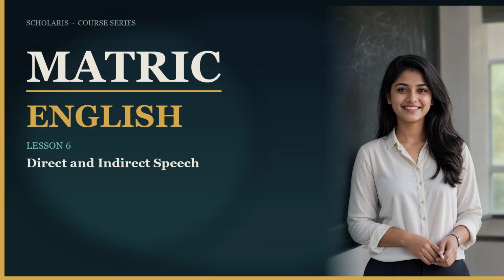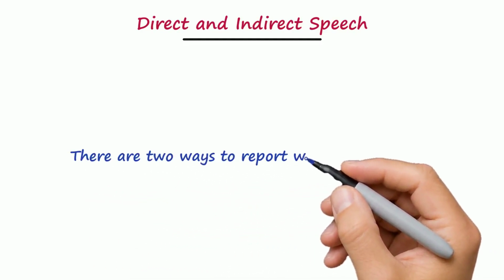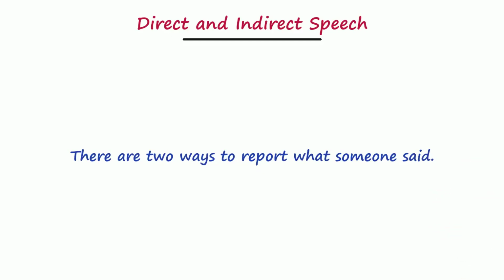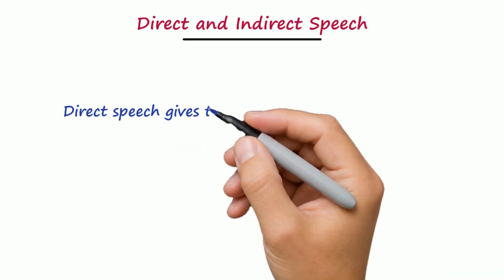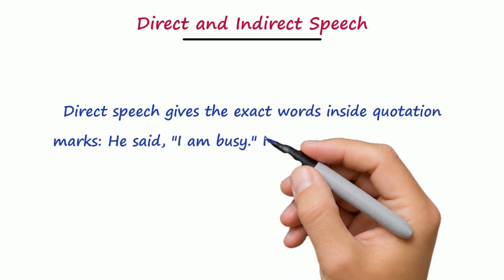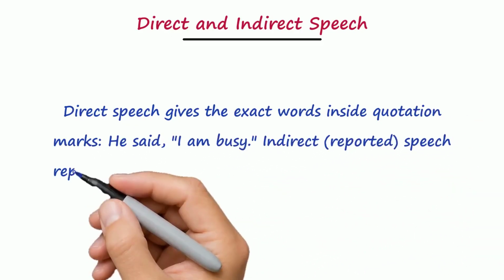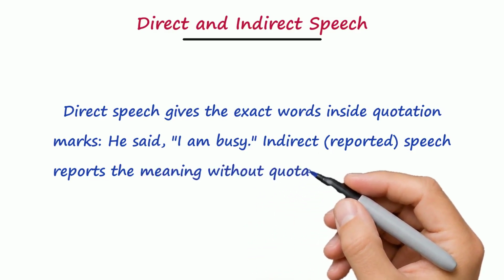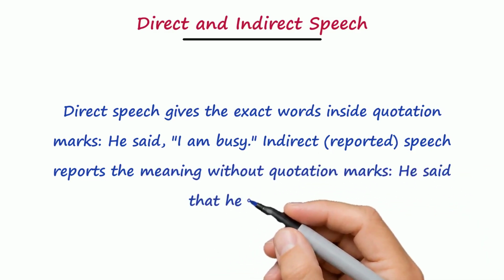Let's get into Matric English. Lesson 6 is direct and indirect speech. There are two ways to report what someone said. Direct speech gives the exact words inside quotation marks. He said, "I am busy." Indirect, reported, speech reports the meaning without quotation marks. He said that he was busy.